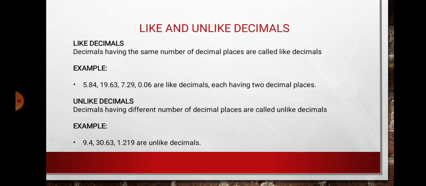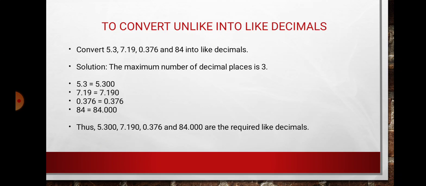Now let us learn how to convert unlike decimals to like decimals. Let us take a few examples of unlike decimals: 5.3, 7.19, 0.376 and 84. Everything here is an unlike decimal because the number of digits in the decimal part differs.